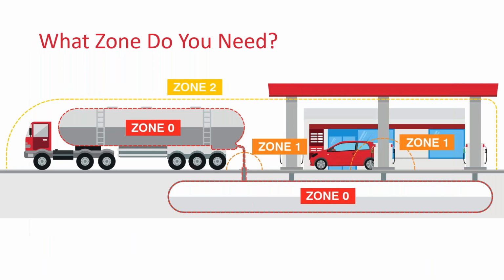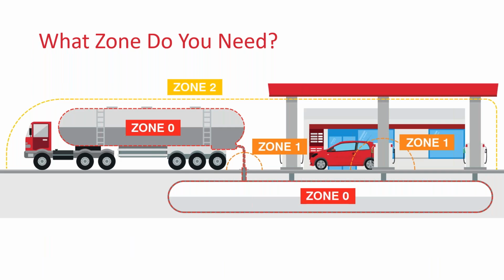So what zone do you need? Taking a look at this example of a hazardous area and the different zoned areas on one site. Here we have a petrol tanker and the underground tank where the fuel is stored at the petrol station. You would always expect there to be fuel present in these areas, so this is classified as zone 0. The hazard is always present.